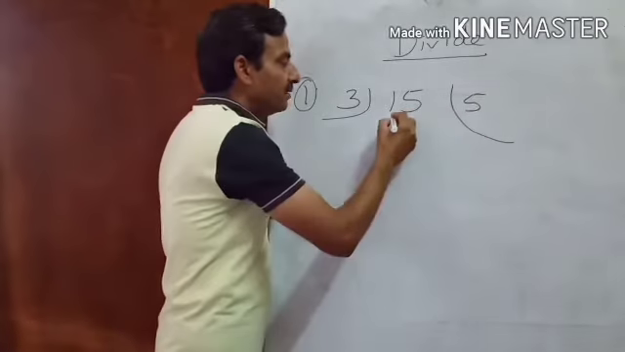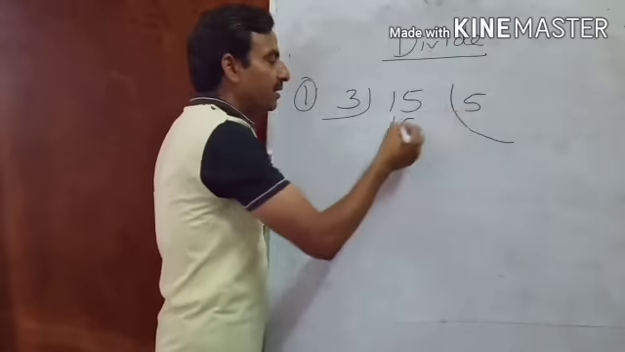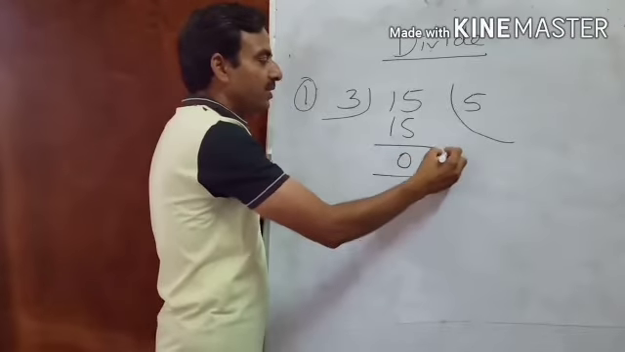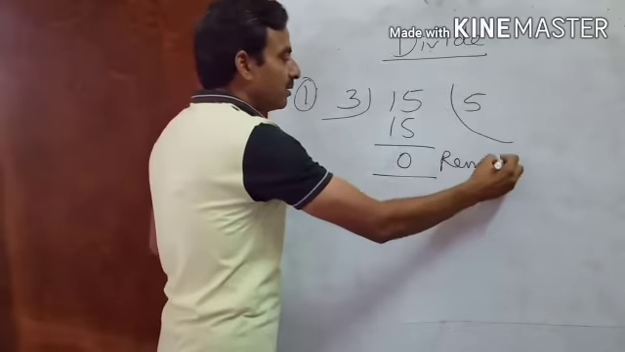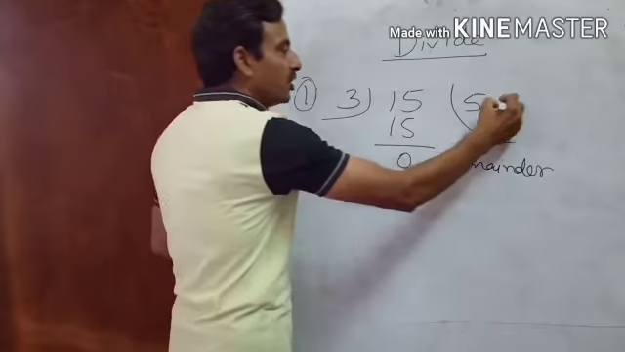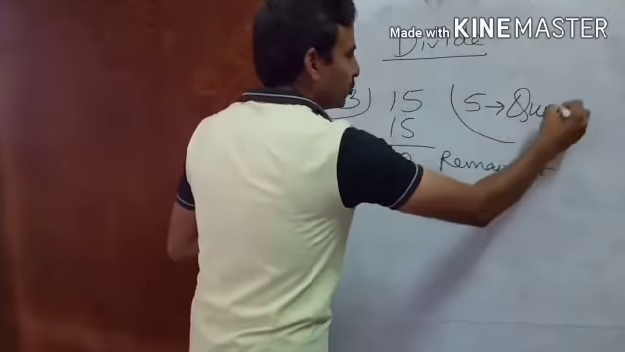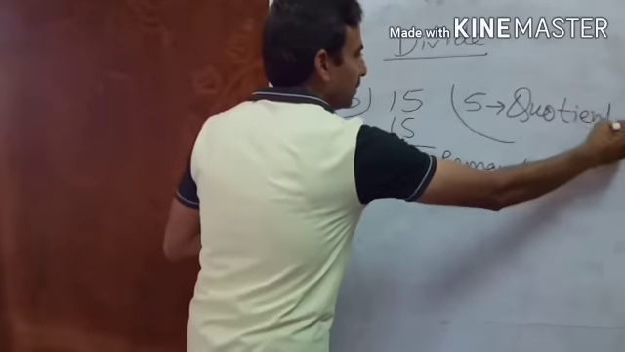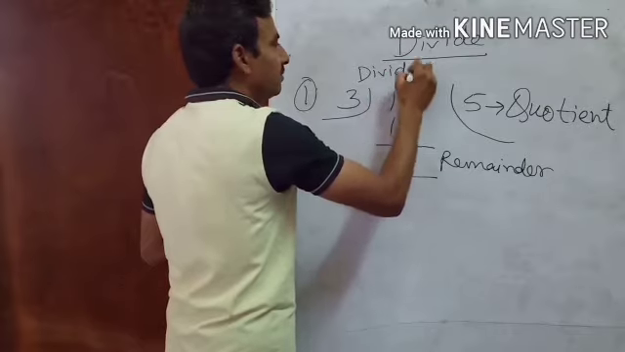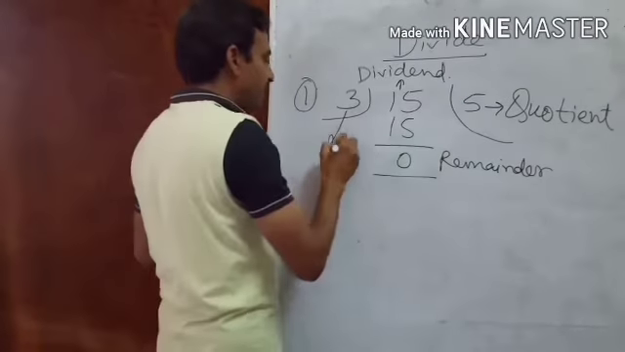3 5 is 15. We write 5 over here, 15 over here, then subtract. After subtraction, 0 will come. 0 is the remainder. This place is for the remainder, and this is called the quotient. This is called the dividend. This is the divisor.